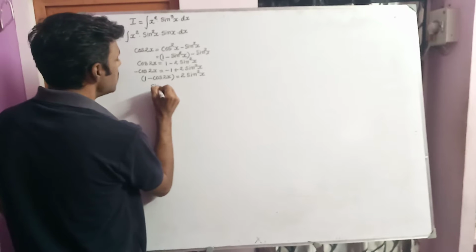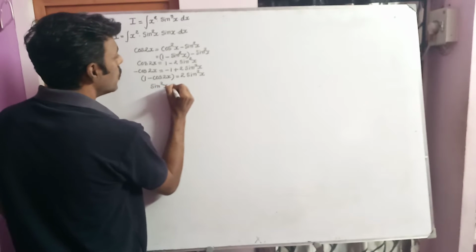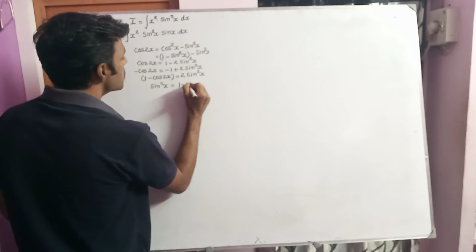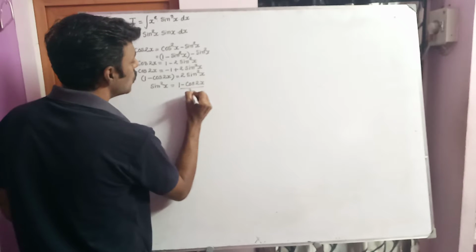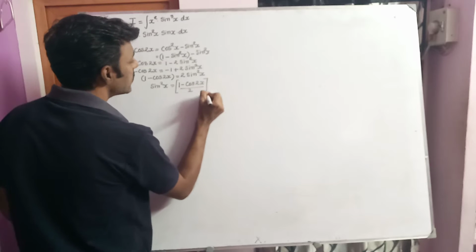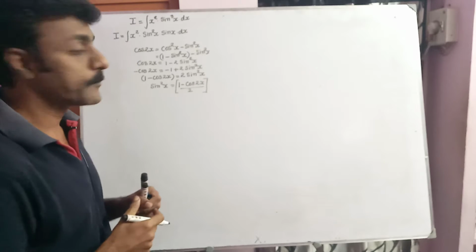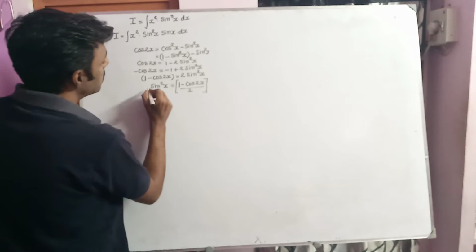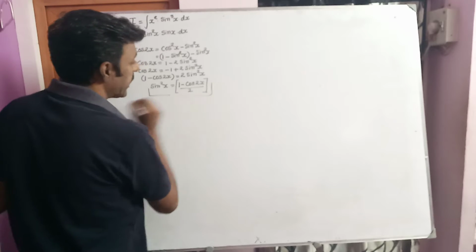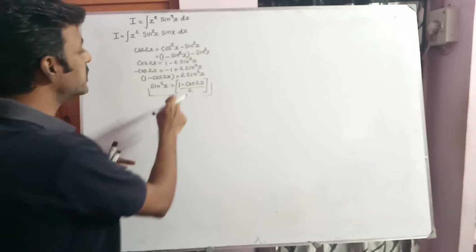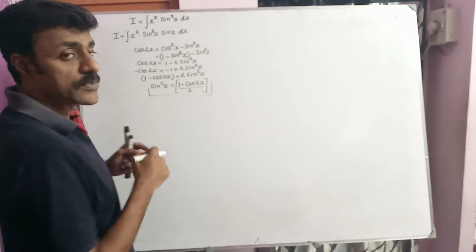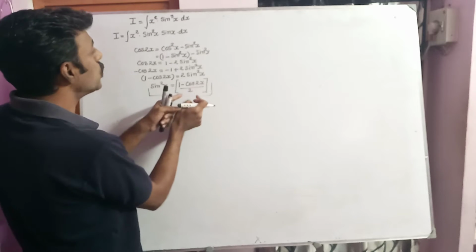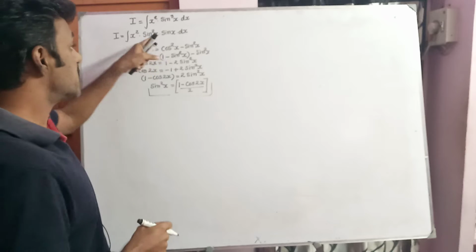So now sine squared x will be 1 minus cos 2x divided by 2. This is how I got the value of sine squared x. Now I'm going to substitute this in place where sine squared x is used. This 1 minus cos 2x by 2 will be substituted in place of sine squared x.